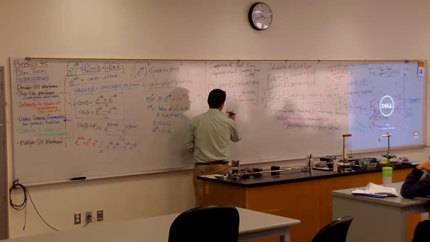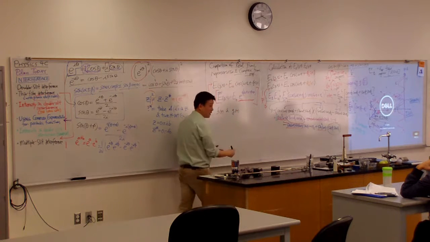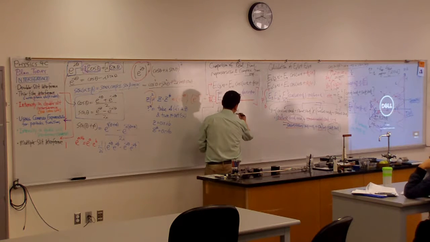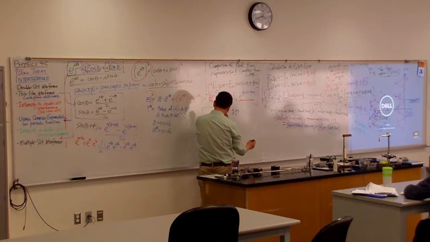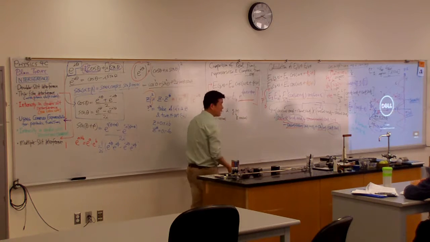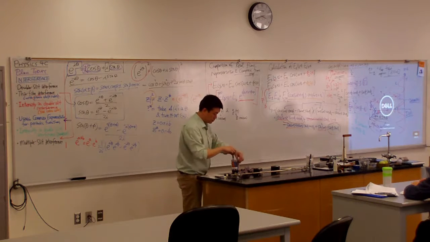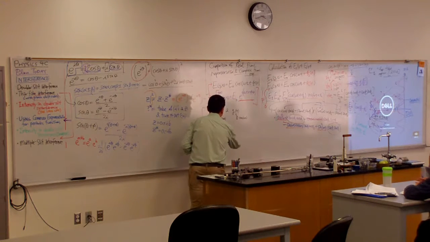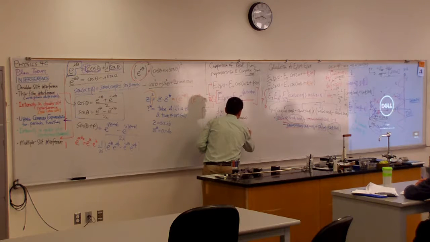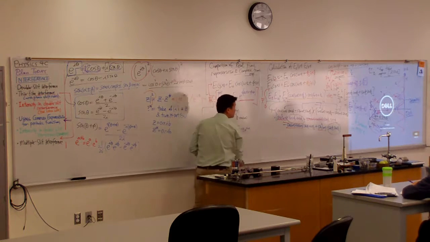f is some function of, let's say, time, and g is another function of time. It could be f is equal to a cosine of omega t, g is equal to, I don't know, b cosine of omega t. And you have the complex versions of those. You have the complex f, which would be a times e to the i omega t, and you have complex g, which is b times e to the i omega t.